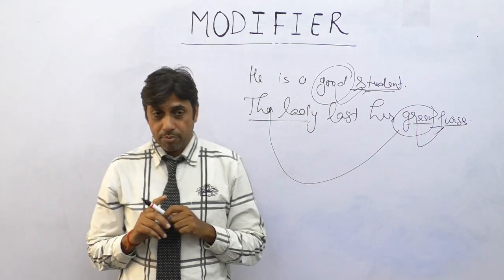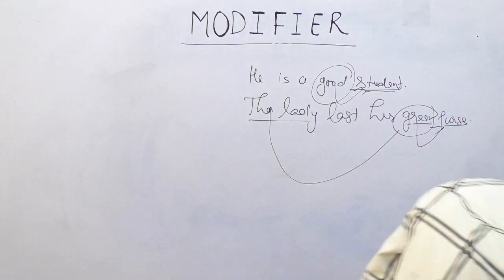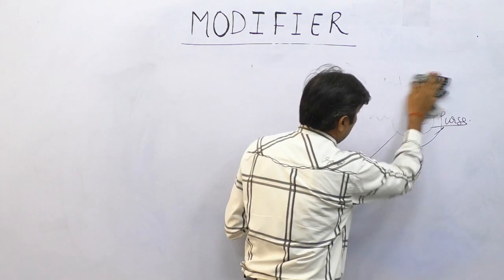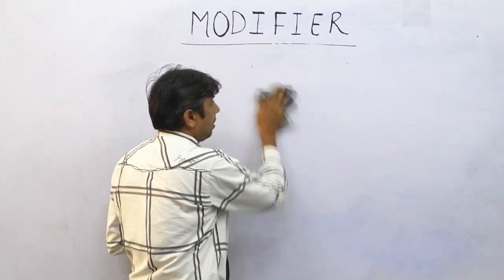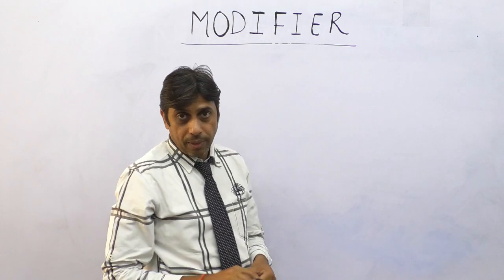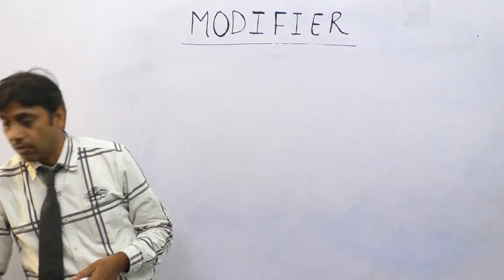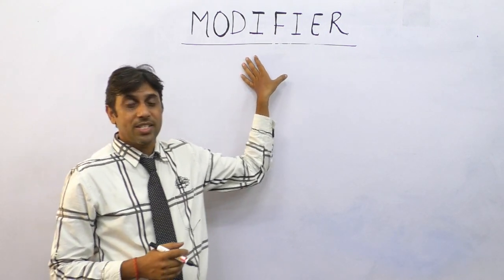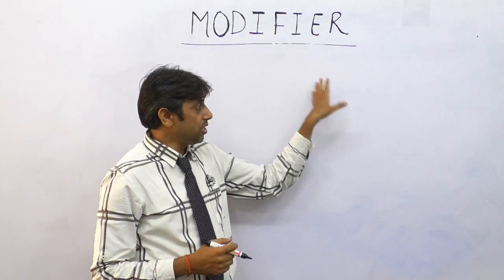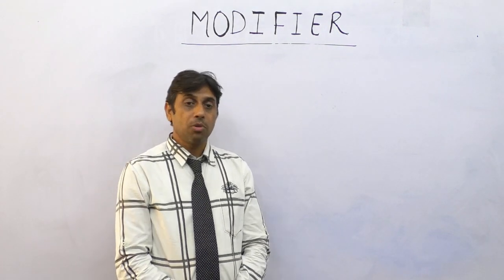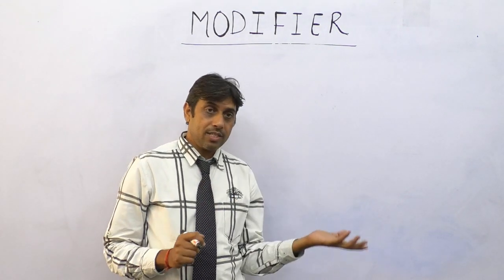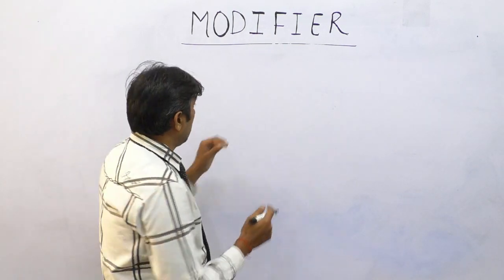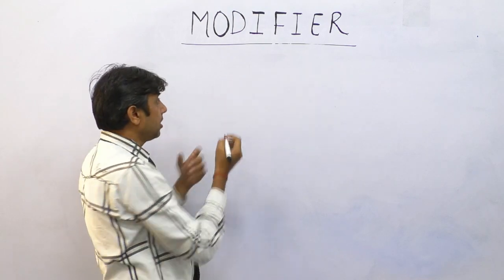Now, let me write one example here. This is one of the best examples to understand modifiers. I generally use this sentence to make my audience understand about modifiers. When it is misplaced, it gives a different sense, a different meaning. So please concentrate on the sentence.